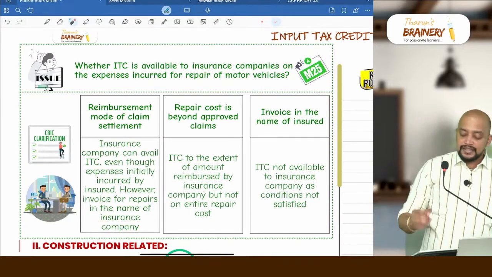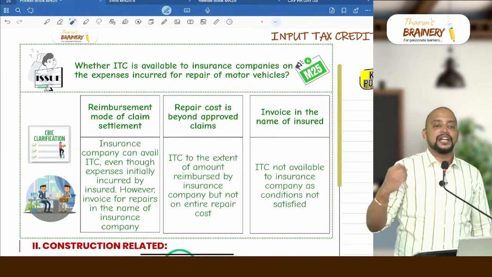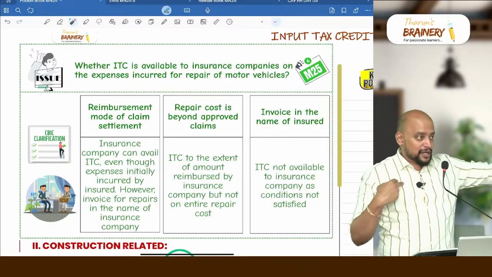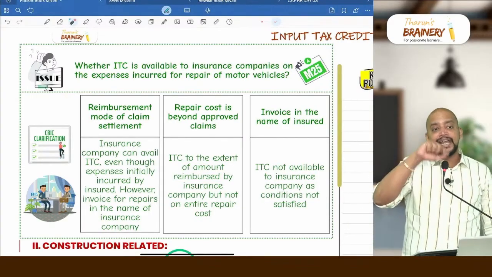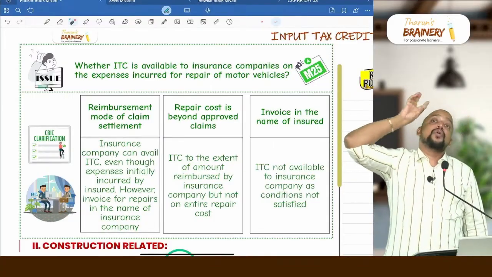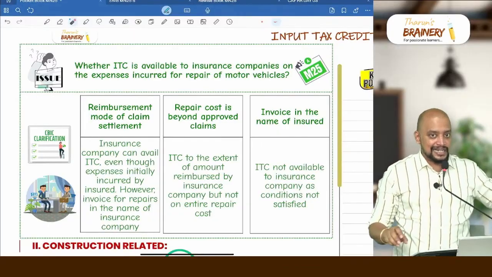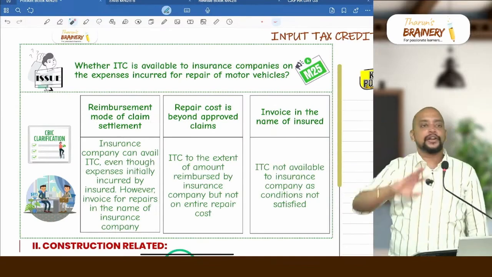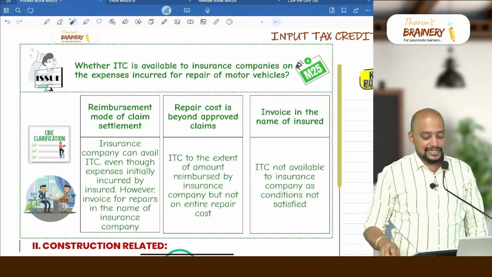Then next one, suppose the repair cost is beyond approved claims, say 10 lakhs is the total repair cost. Of the 10 lakhs, 2 lakhs is borne by the insured and 8 lakhs is borne by the insurance company. Then the insurance company can take ITC only to the extent of 8 lakhs. Even though the full invoice is in the name of the insurance company, only to whatever extent they are reimbursing can they take ITC. So 10 lakhs into 18%, 1,80,000, they cannot take. 8 lakhs into 18%, only to that proportion they can take ITC.